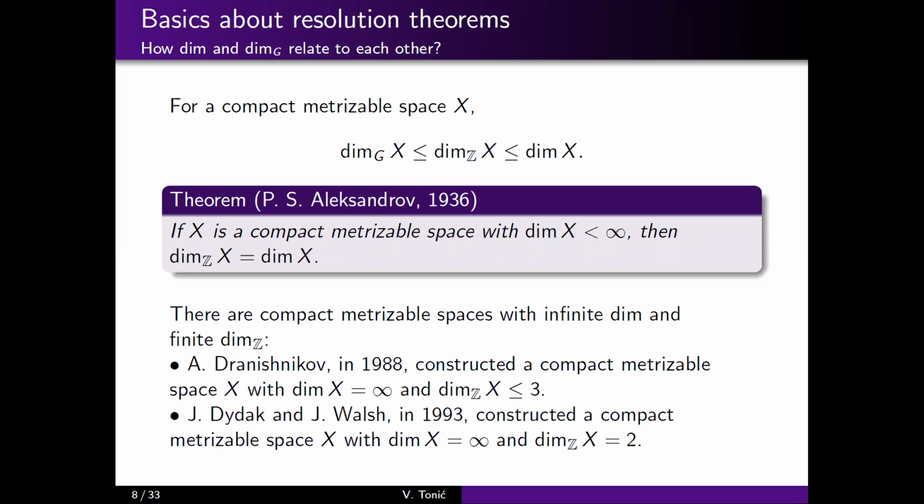But there are examples of compact metrizable spaces which have infinite covering dimension and finite dim_Z. The first of those examples is due to Dranishnikov from 1988. There's another by Dydak and Walsh.